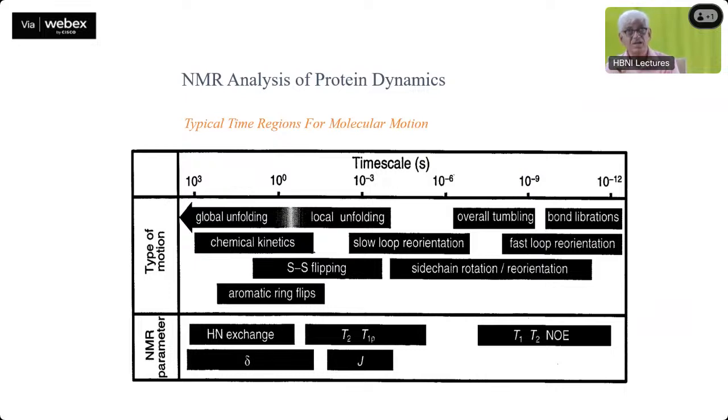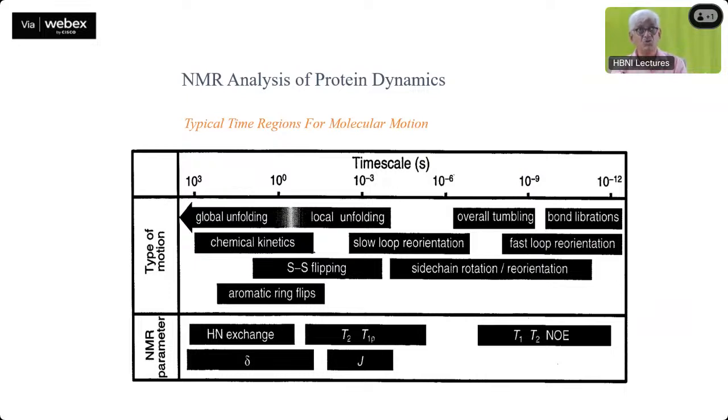T1, T2, NOE are sensitive to these motions, you can measure this. And if you are in this time scale here, so microsecond to millisecond, you can use T2 and the T1 rho. T1 rho is T1 in the rotating frame. You can use this one. You can also use the coupling constant.